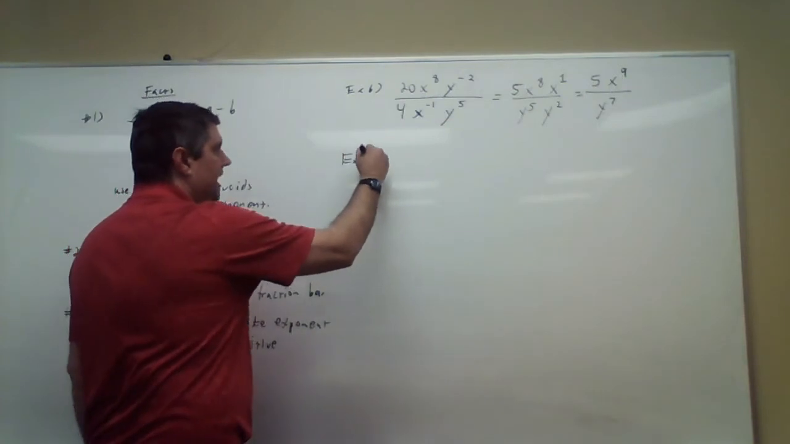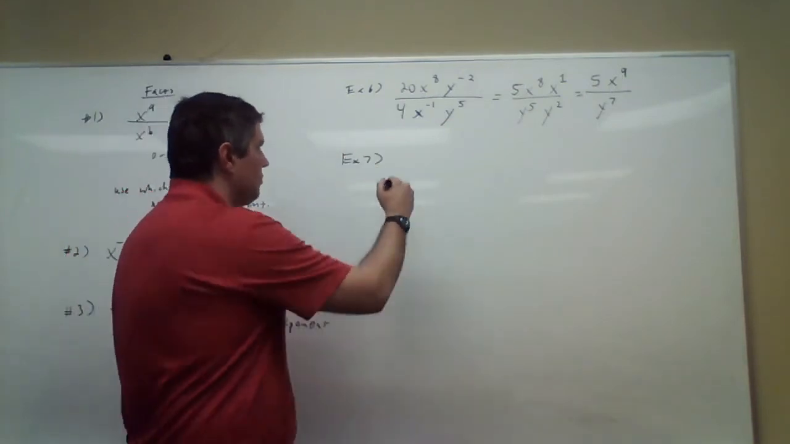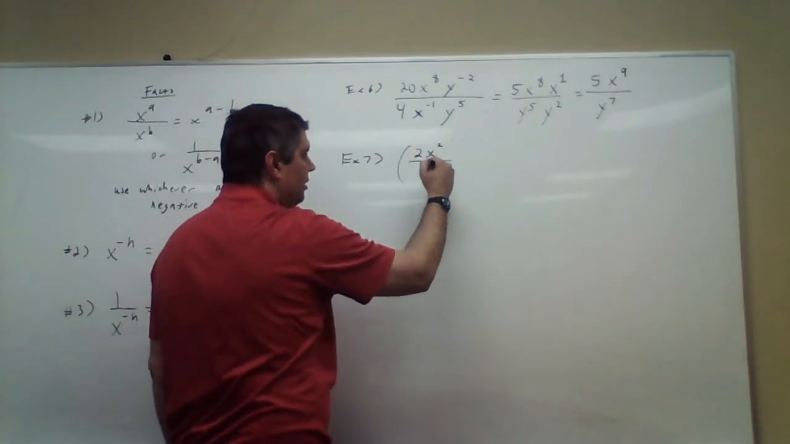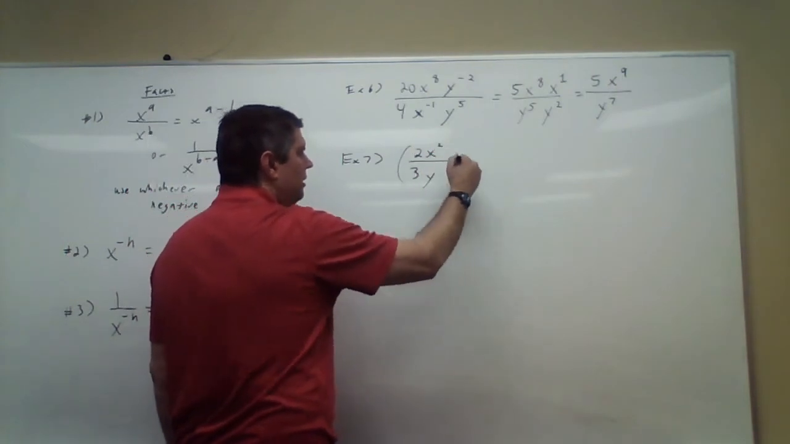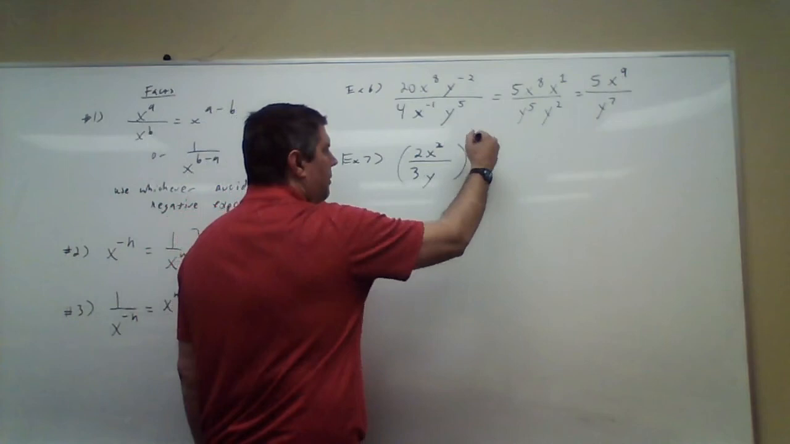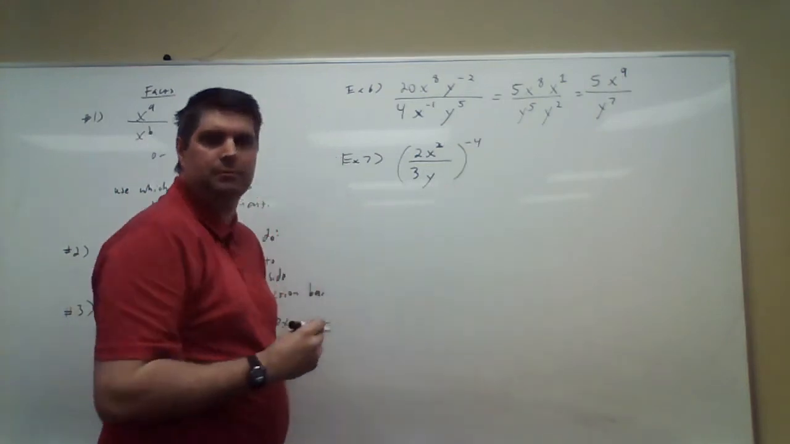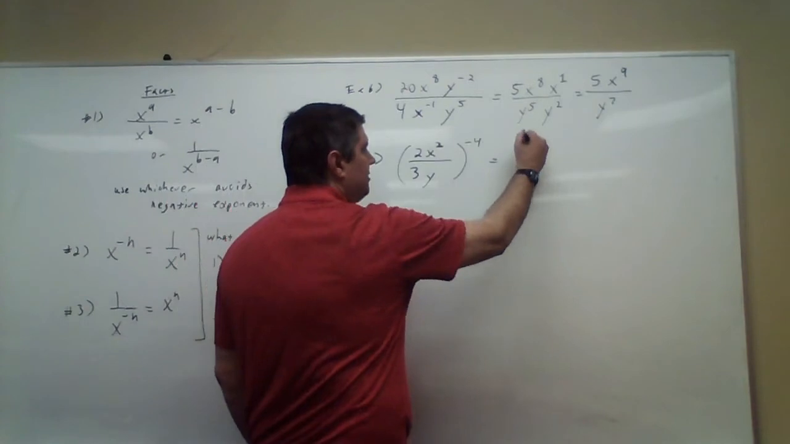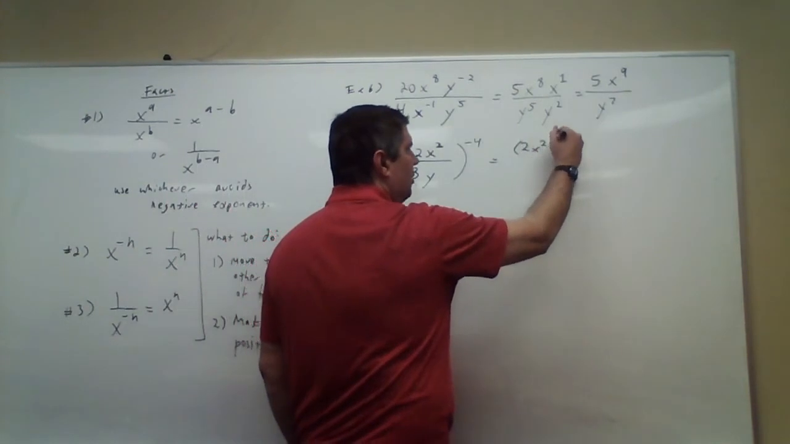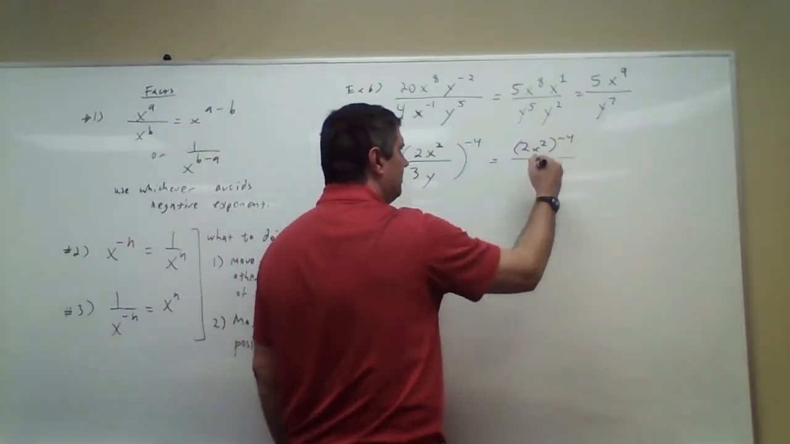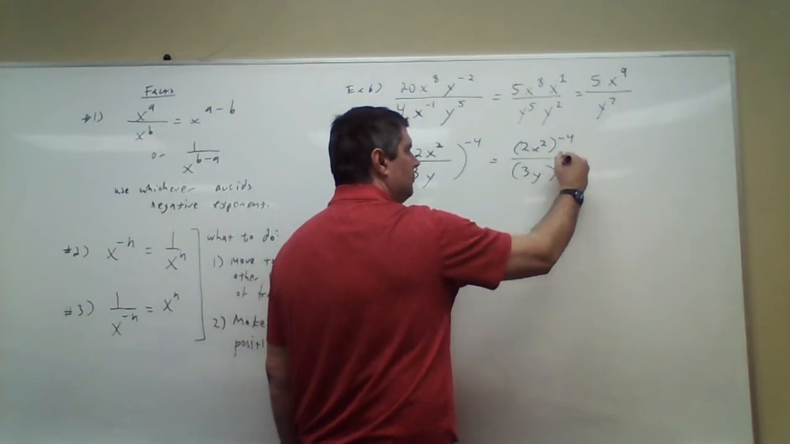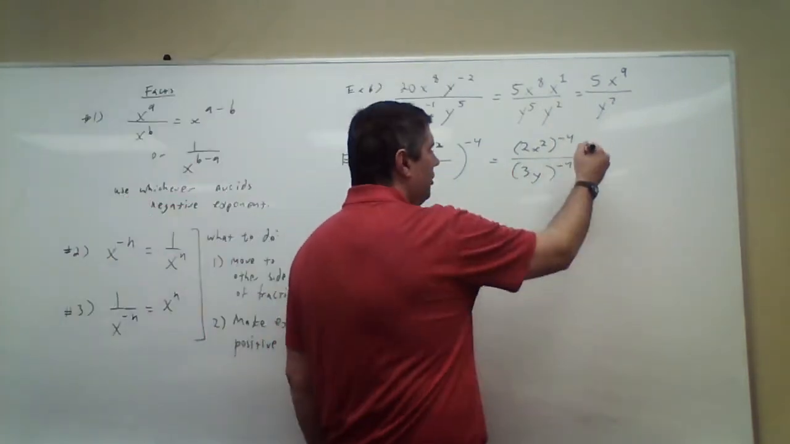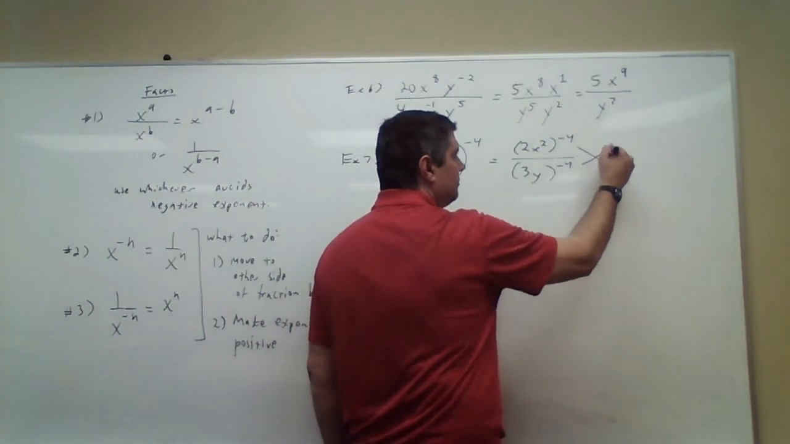Okay? Example 7. 2x squared over 3y, both to the negative fourth. Well, what you can do is apply the exponent to both the top and the bottom. Okay? And then these two are going to go to the other side of the fraction bar.